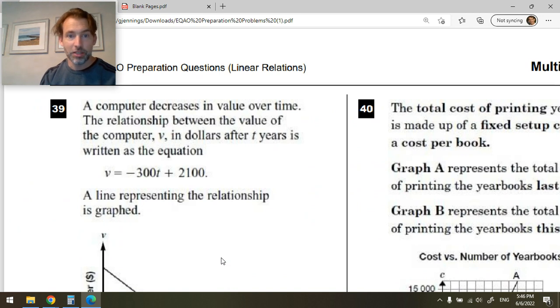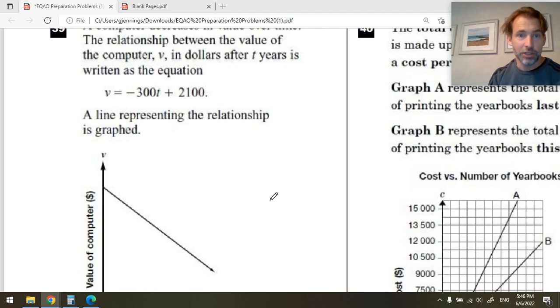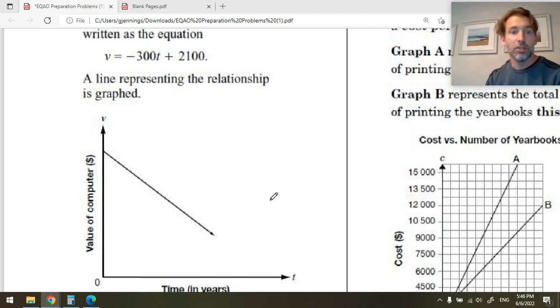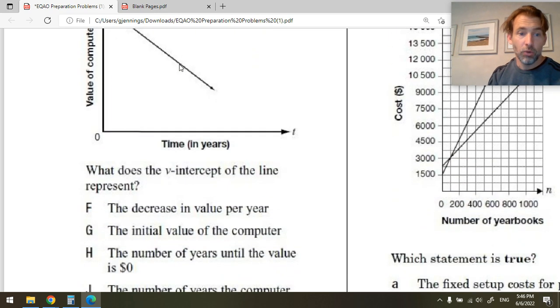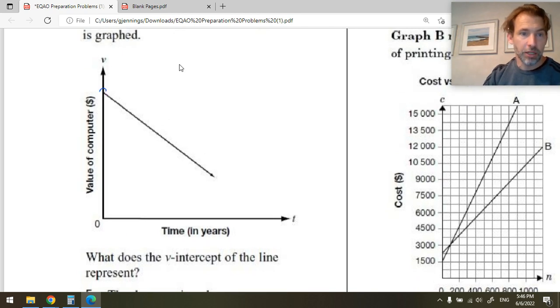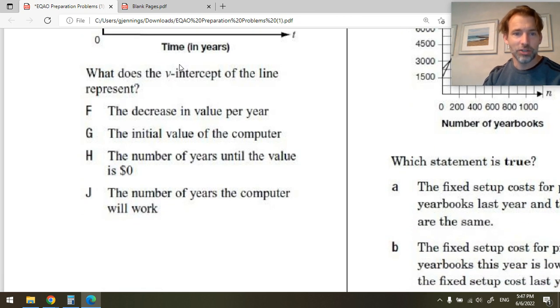A computer decreases in value over time. Sad but true. The relationship between the value of the computer, V, in dollars after t years is written as the equation. So this is telling me the computer initially was $2,100 and it loses $300 per year. A line representing the relationship is graphed. What does the V-intercept of the line represent? Okay, so the V-intercept, that is over here. I already talked about it. Cool. Okay, the V-intercept represents the initial value of the computer.